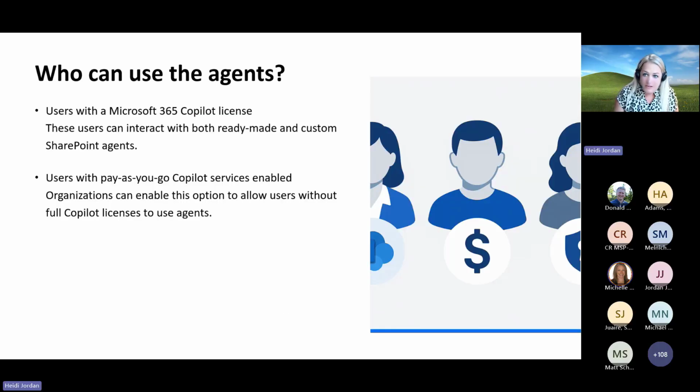So who can use the agents? There are two ways. Users with the M365 Copilot license can use them. You have to have an M365 Copilot license to be able to talk to that SharePoint agent. The other option is pay-as-you-go, where you can pay to just have users interact with that SharePoint agent. And again, this still respects the security model of the documents they have access to in that grounding.